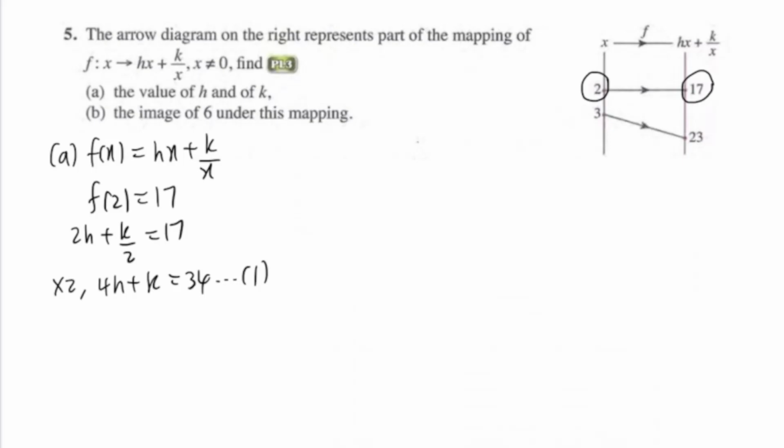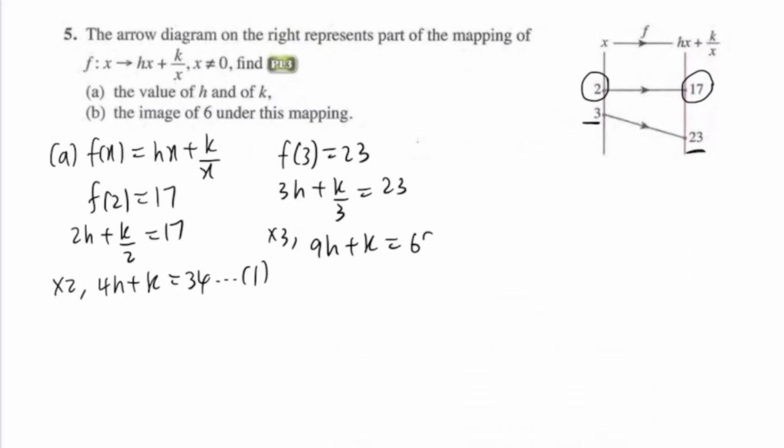Let's look at the second one. If I substitute 3 inside, I'll get 23. So we say f(3) equals 23. So 3 times h plus k over 3 is now 23. Again, I don't like fractions. I multiply by 3. 9h plus k is now 69. Your favorite number. So what I need to do is to solve this simultaneously.